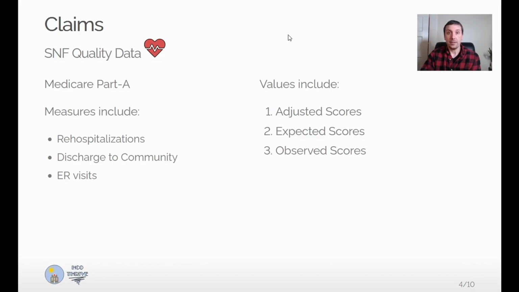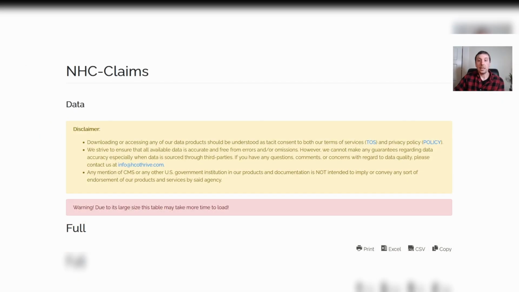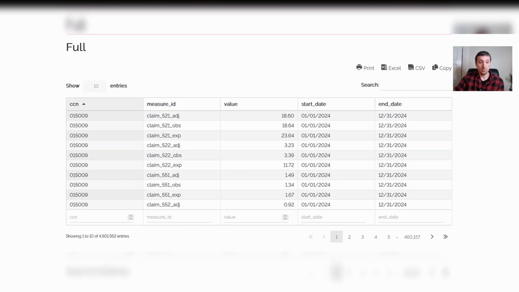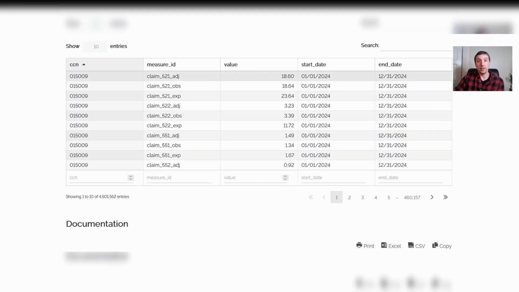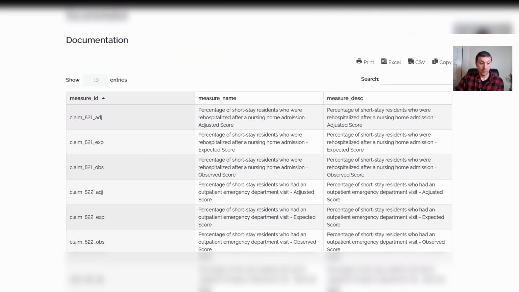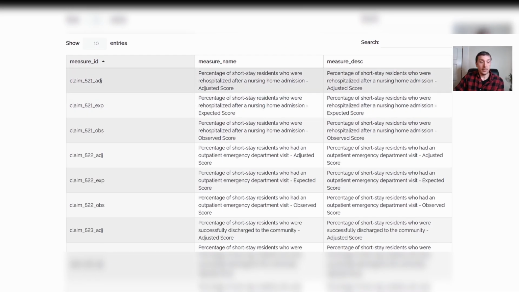Let's take a look at the data so you can see what I'm talking about. So here's our claims data table. And as you can see, the measure names are not all that informative, so you're going to want to look at the documentation to understand what you're dealing with. And here you can see we have definitions: percentage of short stay residents who were rehospitalized after a nursing home admission, adjusted score. You can look at CMS's documentation to understand more about adjusted, expected, and observed. And at some point, we'll also do an overview of the methodology.